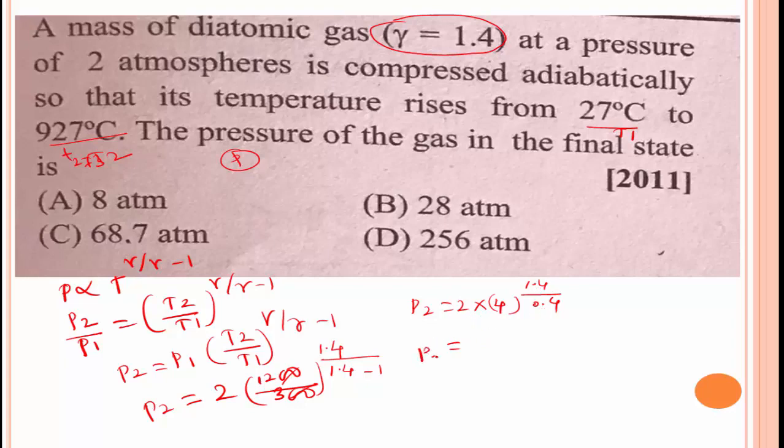When you calculate, you get the answer: P2 is equal to 256 atmospheric pressure. Solve this problem and try to get this answer, 256 atm. Option D is the right answer.